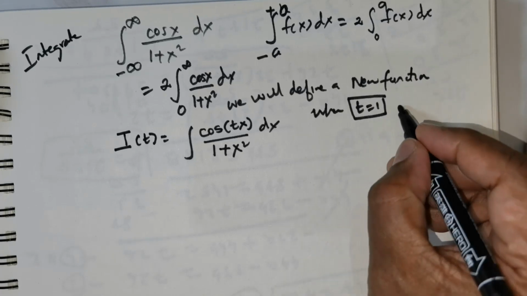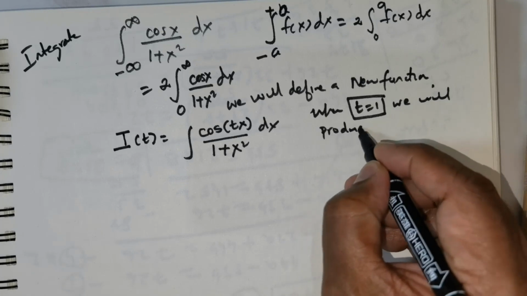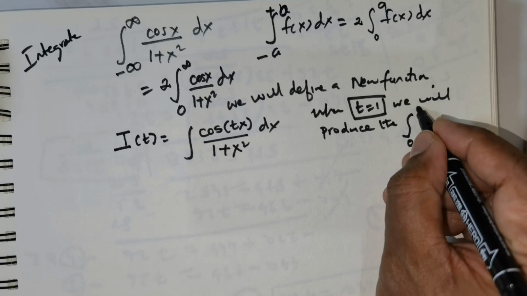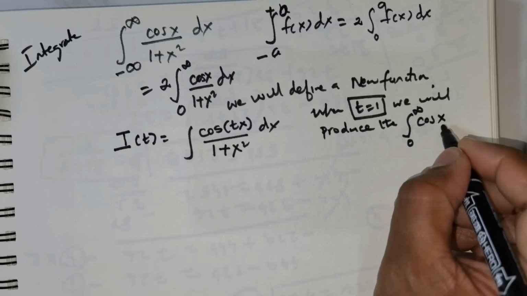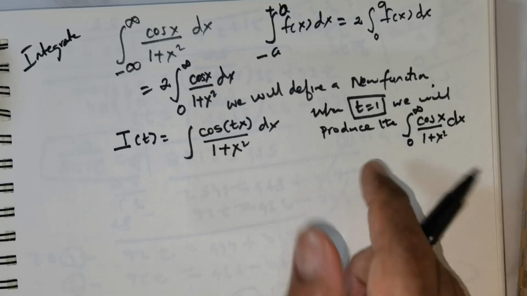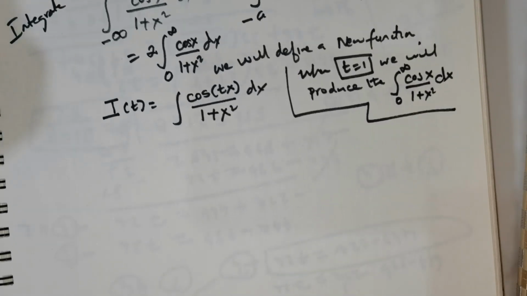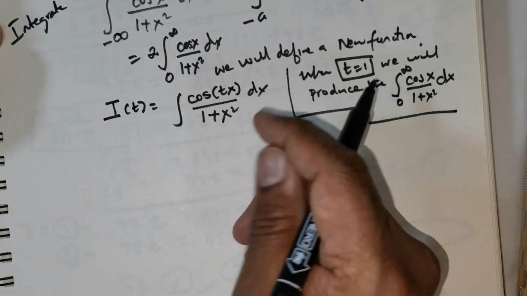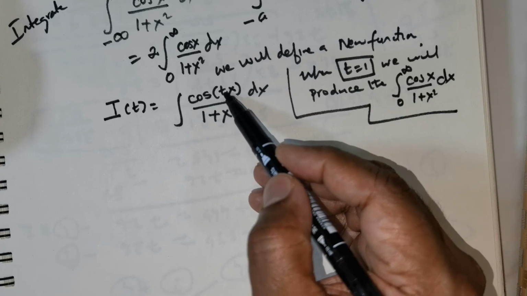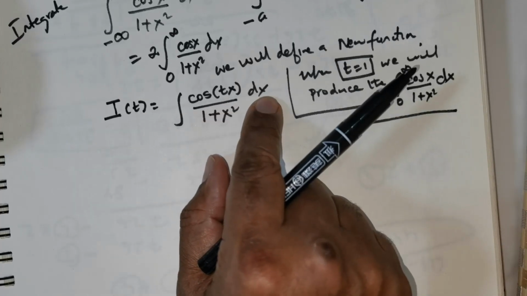When t is equal to 1, we will produce the integral from 0 to infinity of cos x divided by 1 plus x squared times dx. So this is just a side note, and that is how we define the function. So I have that in mind. Now clearly you can see that this t is actually the parameter, but the variable is x.